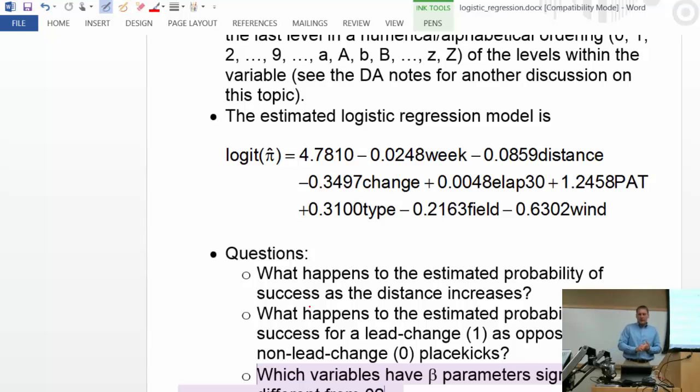So what happens then to the estimated probability of success for a lead change? That's when change is equal to 1, as opposed to a non-lead change place kick, where change is equal to 0. Is the probability of success higher for the lead change or lower for the lead change? Lower, because there's a negative coefficient on there. So that shows, again, there's kind of a pressure effect associated with this.